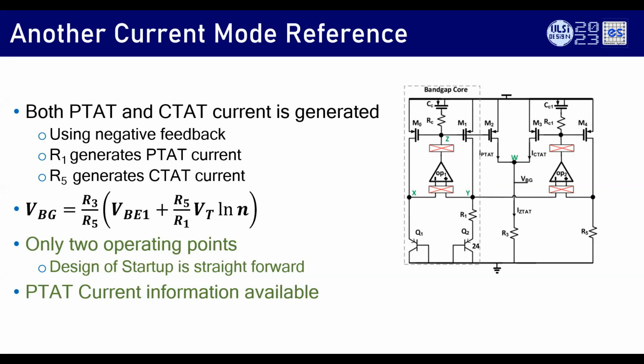So in order to do this, there's one more architecture in the sub 1 volt. Look, I will not put a resistor. Rather, I'll put an operational amplifier to convert a CTAT current, and then I will add the CTAT current with the PTAT current, like you do here. Typically done in industries this way. So it has only two stable operating points. Startup is easy, and PTAT current information is also available.